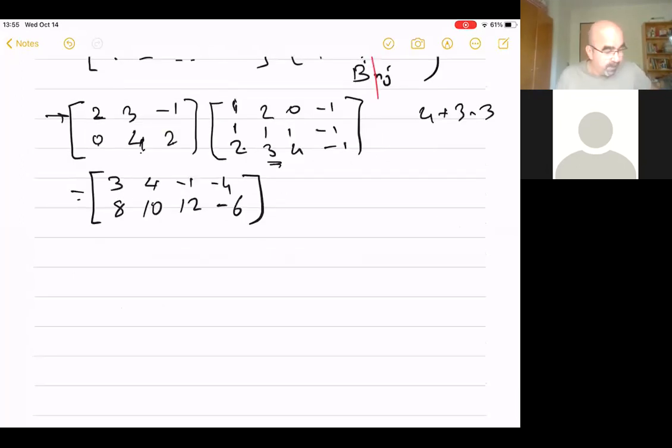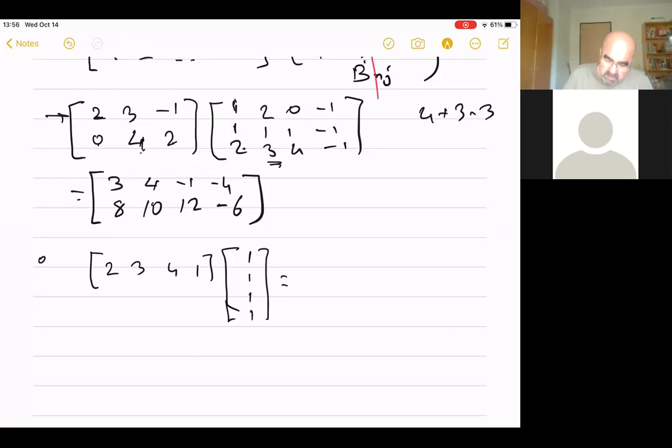Okay. That's one example. So you may have another example. Let's say 2, 3, 4, 1, and 1, 1, 1, 1, for example. Then the answer would be, think of this as a 1 by 4 matrix, and the second one is a 4 by 1 matrix, so that these entries are the same. So the number of columns in the first matrix is equal to the number of rows in the second matrix. So the result will be a 1 by 1 matrix, which is 2 times 1 plus 3 times 1 plus 4 times 1 plus 1 times 1, that is 5, 9, 10. So it is a 1 by 1 matrix.